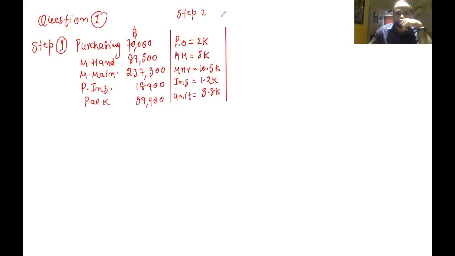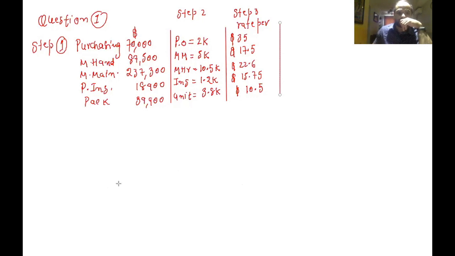Step three, which is a rate. Rate per. So the first one, per order, how much? 35. So it's money, $35 per order. Next, material handling, 17.5. Next, 22.6 for machine maintenance, 15.75 for product inspection, and packaging 10.5. So remember, it's a rate per all these things. So that's all your rates for step three.